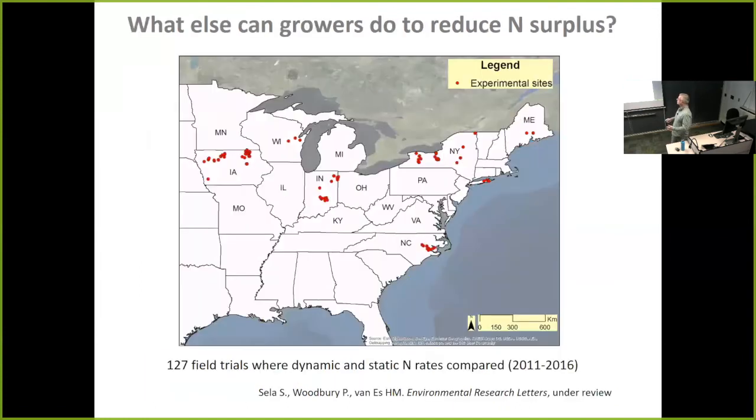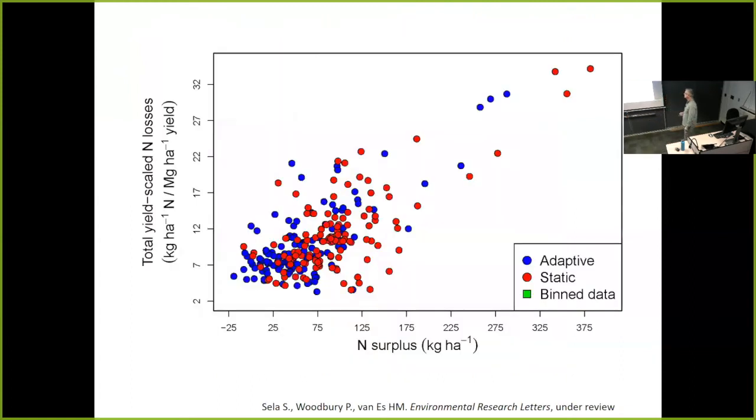But we wanted to further explore what else growers can do to reduce their N surplus. So I used field data. This is experimental data, 127 trials that we had in seven US states. In every trial, we had either a rate recommended by ADAPT-N, a dynamic approach, versus a static approach. And we found that N surplus is also, of course, related to the yield-scaled losses. It's much noisier than our simulation results. But if I add the bin data here, you can see that it starts to increase at about 75 kilograms per hectare of N surplus.